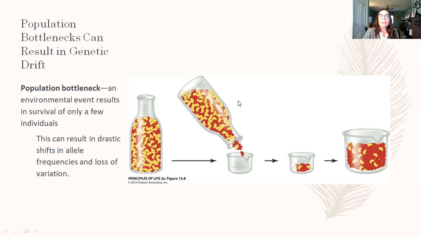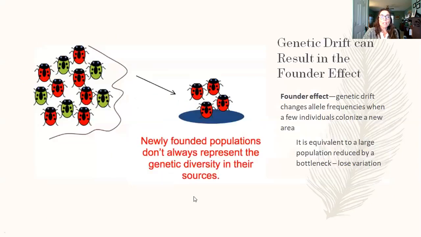So let's say a volcano wipes out most of your population and you just have these individuals left. Then over time, that population that grows from the few that survived can look very different in allele frequency from the original population. And so we call that a population bottleneck.